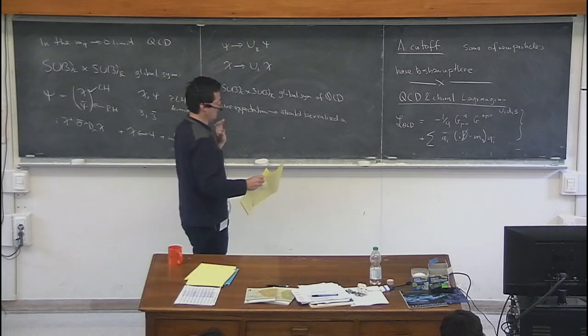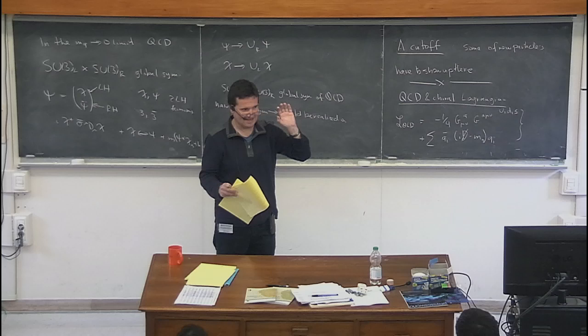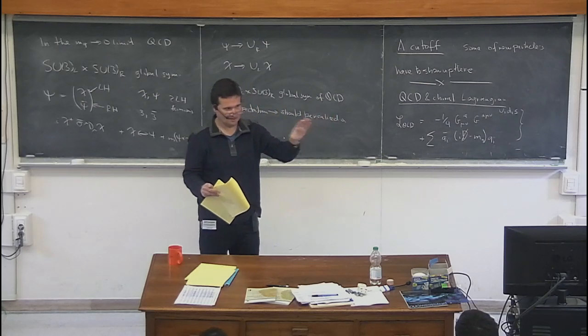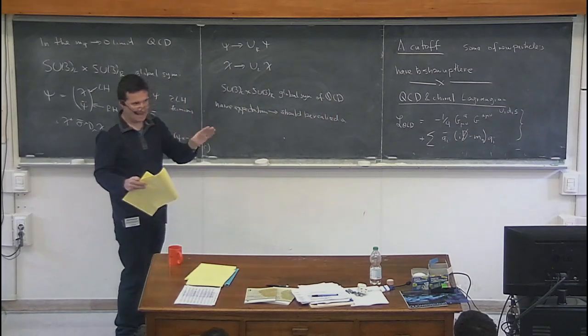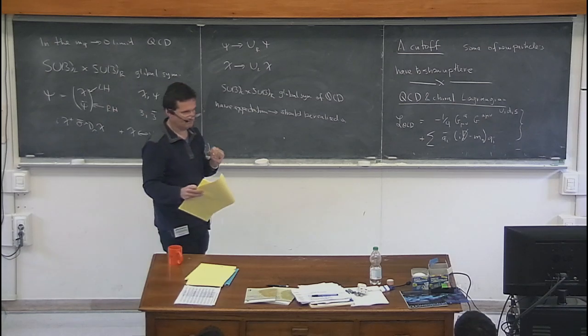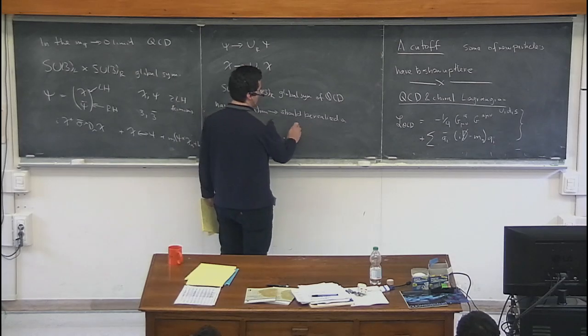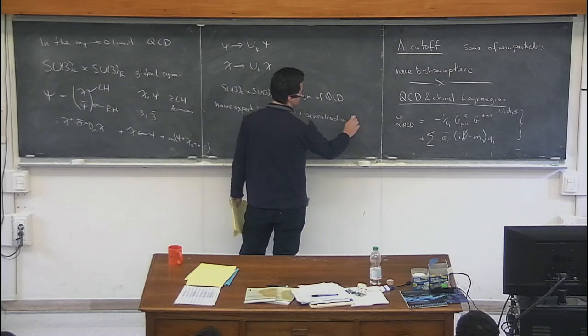You can separately rotate the left-handed quarks and, independently, rotate the right-handed quarks, and that's still going to be a symmetry of massless QCD. So the expectation is that this should be realized on the bound state spectrum.